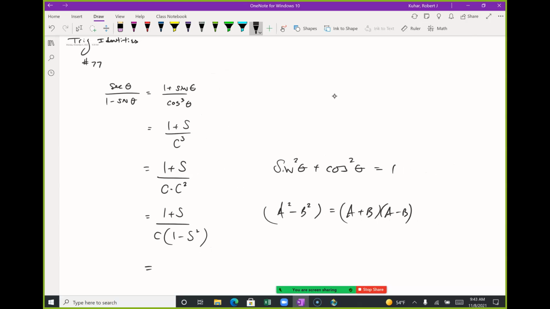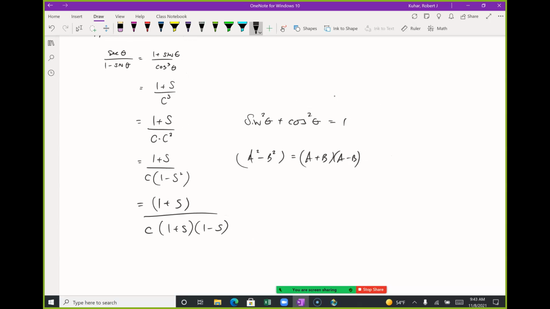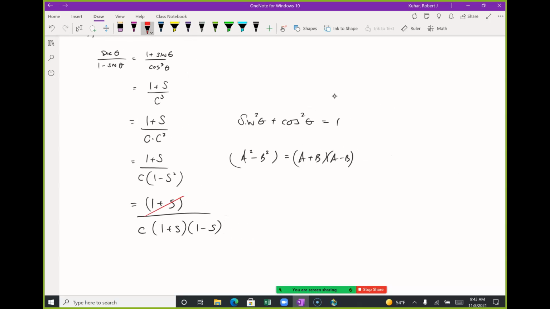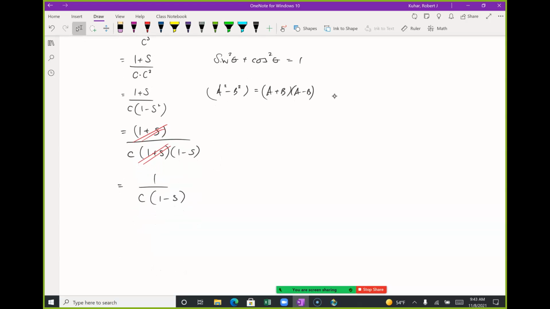So I see here I've got 1 plus sine upstairs. I'm wrapping it now because I'm going to see it cancels. And I have a 1 plus sine downstairs and a 1 minus sine downstairs, right? You with me? 1 minus sine squared factors into 1 plus sine, 1 minus sine. And so it looks like my 1 plus sines will cancel. And I see that I have 1 over cos times 1 minus sine. Wow, that looks really close to my left-hand side. My last secret here is to move that cosine up to become a secant.